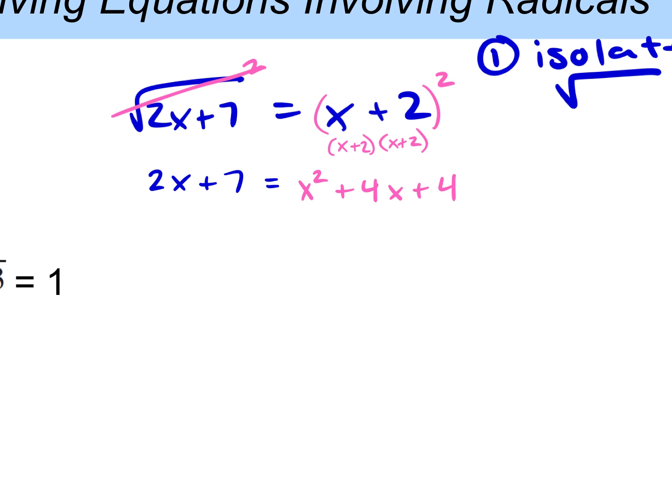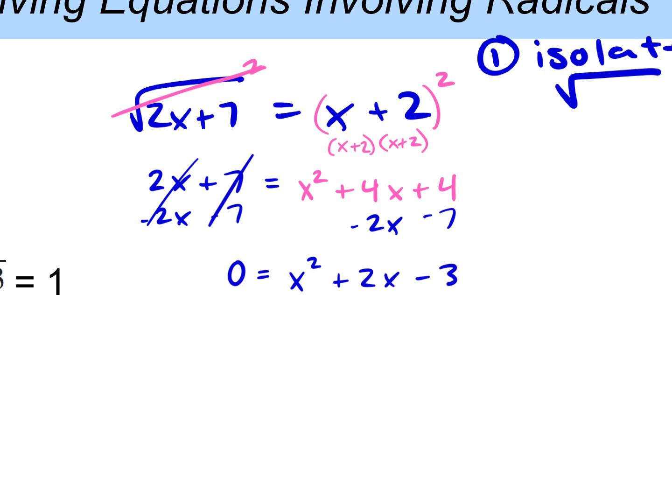What should we do next? Awesome. We want to move all of our terms to one side because we see that we have an x squared and an x, so we know we have to factor. So in order to factor, it has to be equal to 0. Subtract 2x and subtract 7. So 0 is equal to x squared plus 2x minus 3.